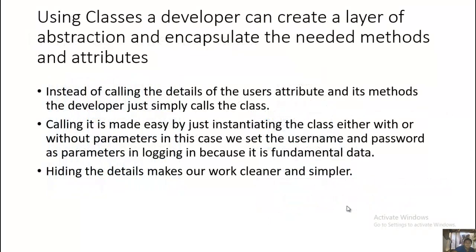So that's it. Using classes, a developer can create a layer of abstraction and encapsulate the needed methods and attributes. Instead of calling the details of the user's attributes and its methods, the developer just simply calls the class. Calling it is made easy by just instantiating the class either with or without parameters. In this case, we set the username and password as parameters in logging in because it is fundamental data. Hiding the details makes our work cleaner and simpler.